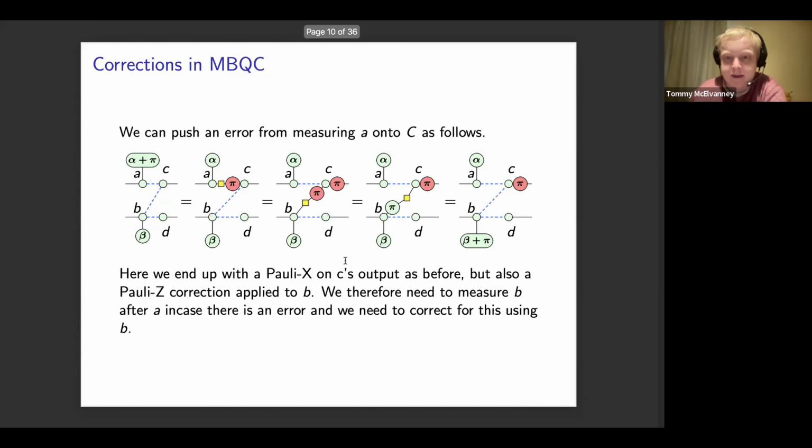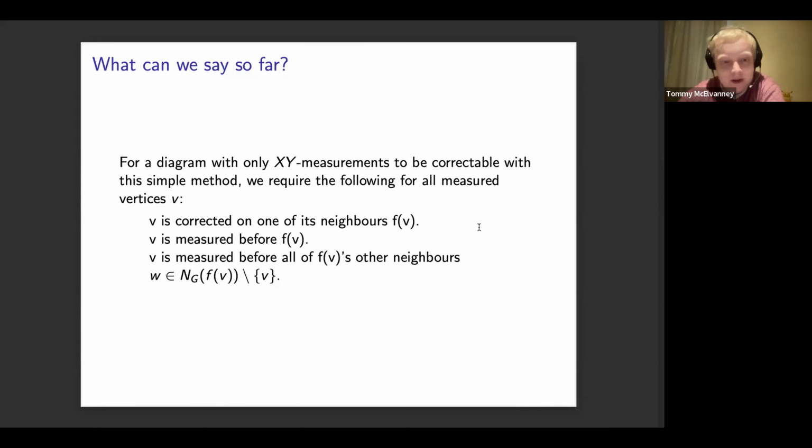So for the same example, C is what we're calling A's corrector, and then all of the vertices that get green pis as well, which are all of C's other neighbors, also need to come in the future of A. So this is actually just the definition of causal flow. Causal flow is just all of the diagrams which are correctable by pushing a phase onto one nearest neighbor, or pushing an error pi onto one nearest neighbor.